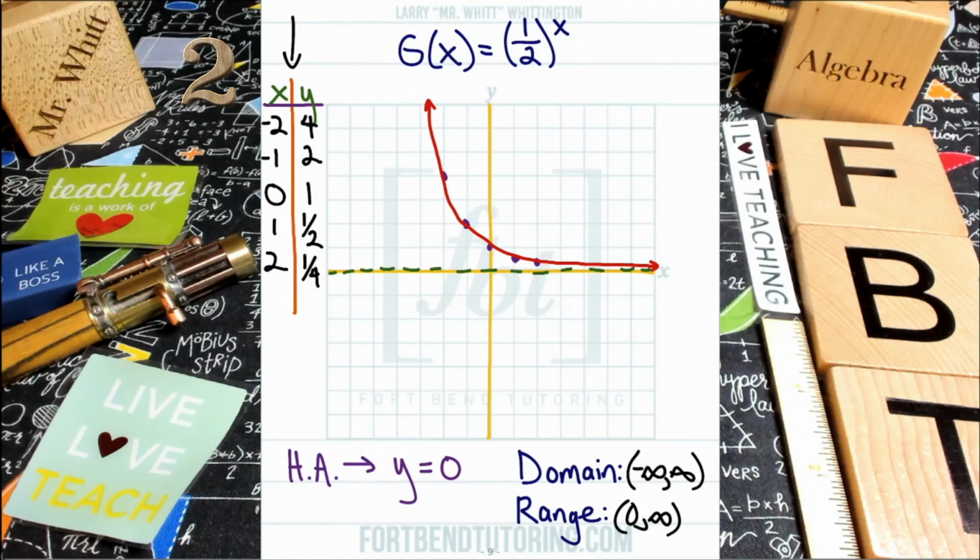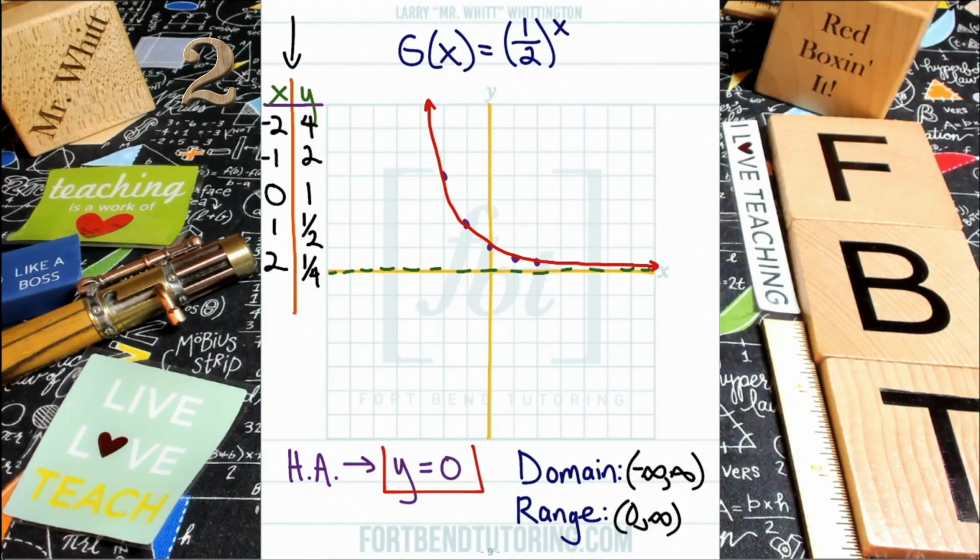So notice that even though this graph is decreasing, it did not change the range nor the domain of our previous problem. It's still going to have a floor of 0, right? Not equal to 0, but approaching 0. And it's going to have a high point at +infinity. And so let's go ahead and red box it.